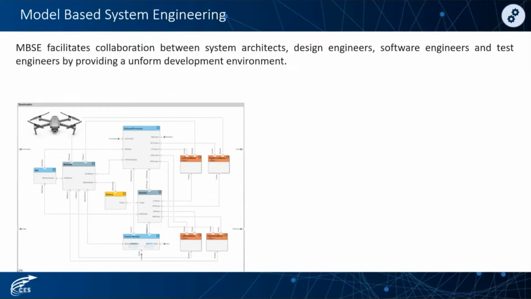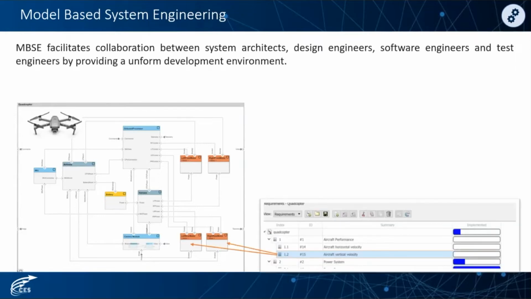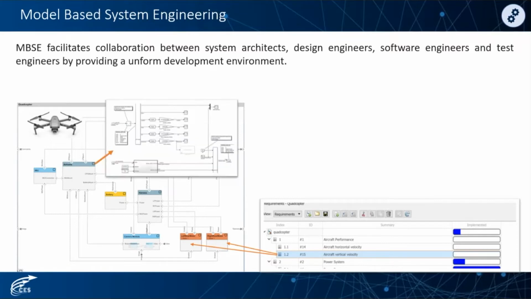Model-based system engineering facilitates collaboration between system architects, design engineers, software engineers, and test engineers by providing a uniform development environment. System engineers can build and design high-level abstract designs according to the project requirements. Design engineers can then model the individual subsystems according to these requirements and simulate them.